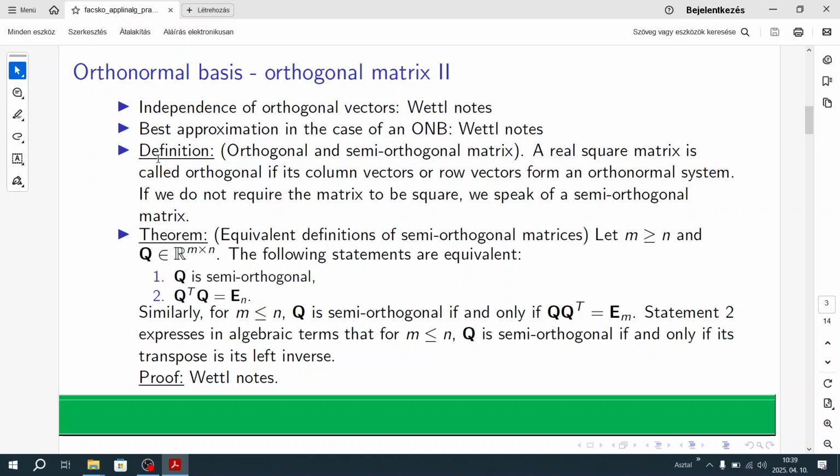You can prove the independence of orthogonal vectors. There are long proofs and deductions and everything you can find in the book, which is written in Hungarian, but I cannot do anything about that.